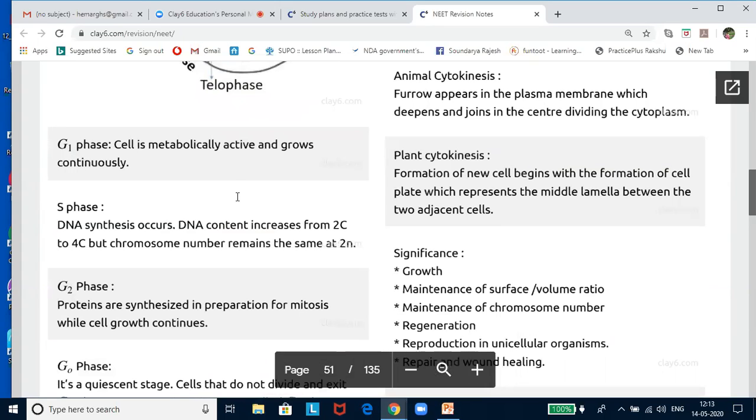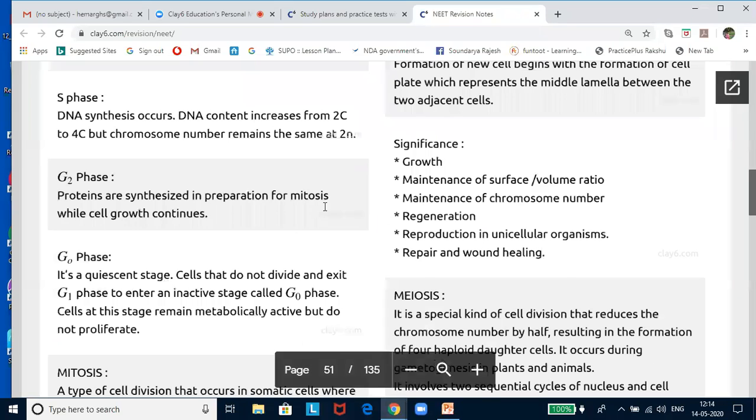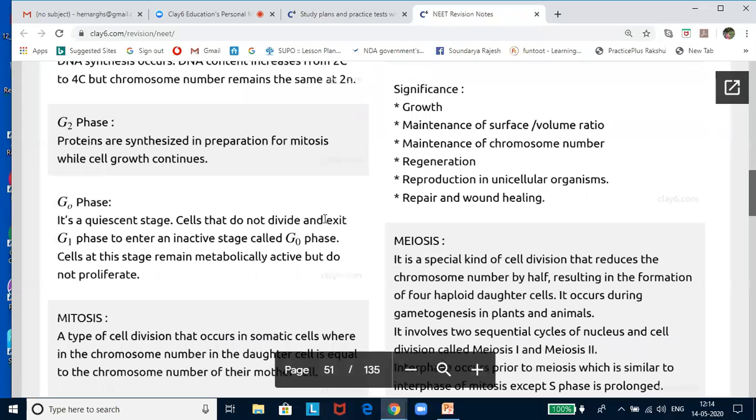Now in G1 phase, the cell is metabolically active and grows continuously. In S phase, DNA synthesis occurs. DNA content increases from 2C to 4C. That is, there is doubling of DNA content, but the chromosome number remains the same at 2N, the diploid stage. In G2 phase, proteins are synthesized in preparation for mitosis while cell growth continues.